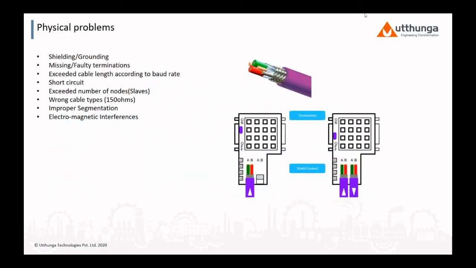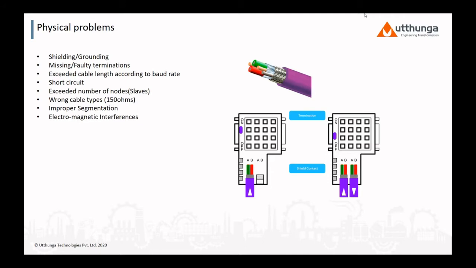So these are a few physical problems we have analyzed by visiting a lot of plants and understanding the exact requirement. Shielding is very relevant and should be done properly. Here you can see our PROFIBUS connector, and there is a metal contact here. This metal contact should touch the shield properly, then only you will get proper grounding. If proper grounding is not there, it will gradually lead to intermittent failures.